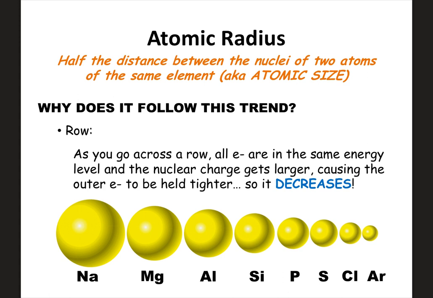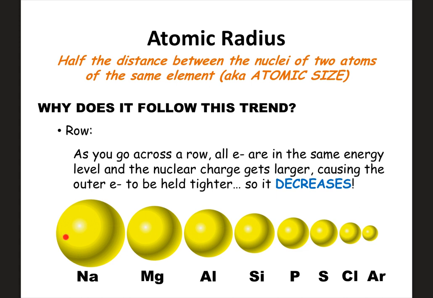You really need to think about this here. If we look at the third period, or the third row on the periodic table, from sodium all the way across to argon, you can see from this picture the size of the atom gets smaller. You're in the entire third row, so you're not adding energy levels here. So it's not going to get bigger.